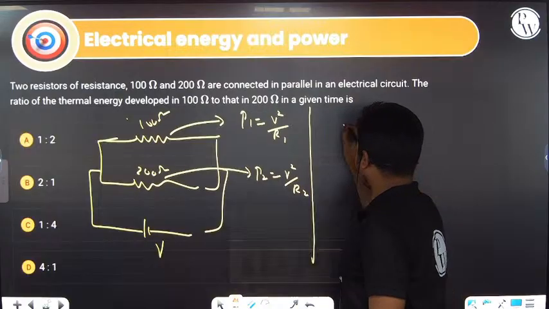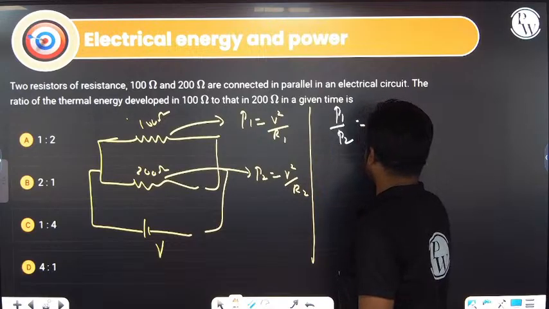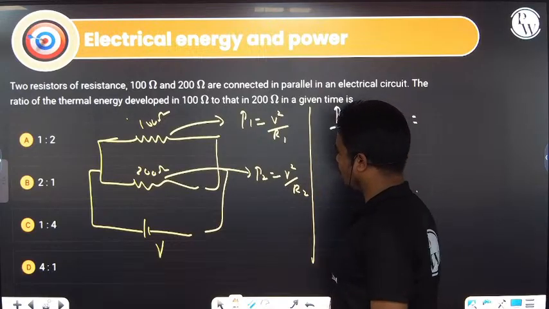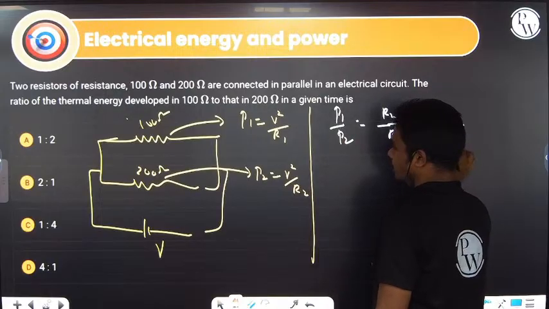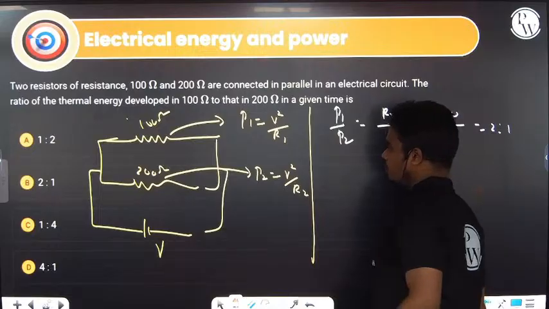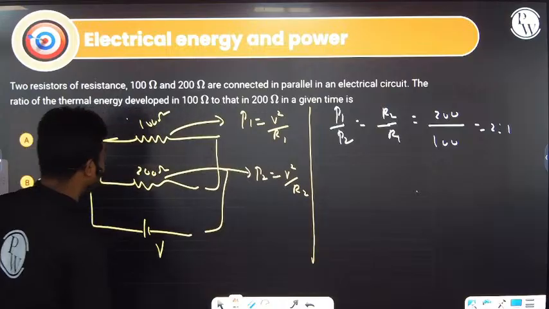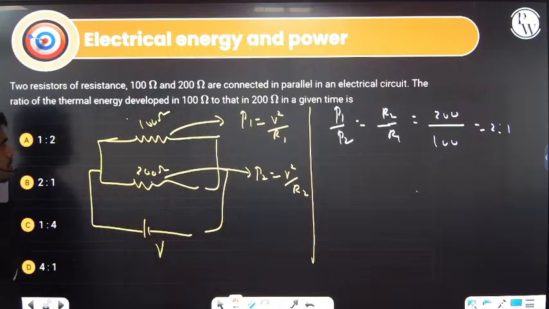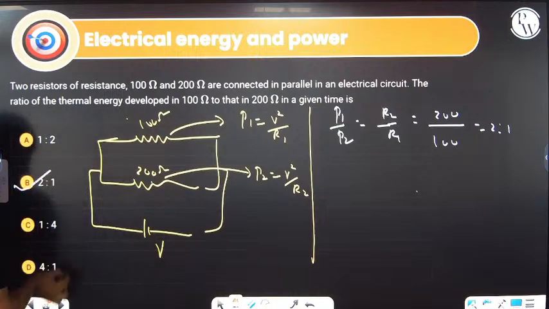Now they're asking for the ratio, P1 by P2. What is P1 by P2? If you divide, this becomes R2 by R1. So the R2 value is 200 divided by 100. So the answer is 2 raised to 1. Obviously the power will be more across this resistance over here. V square by R1, second is V square by R2. Right. So the answer is 2 raised to 1.